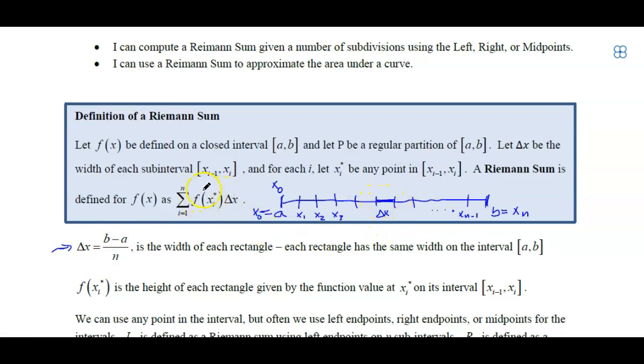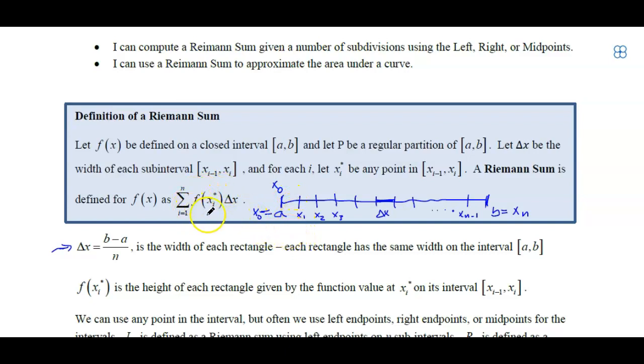And what we're going to multiply by is this function value at any x in this interval. So we're going to look at in a minute if they're a left point or a right point or a midpoint, but it really could be any point. Just left, right, or middle is usually an easy one to use. So we'll go ahead and take a look at those in just a second.